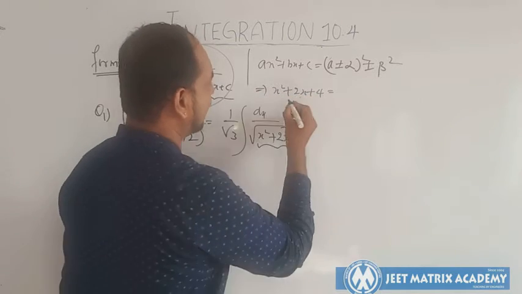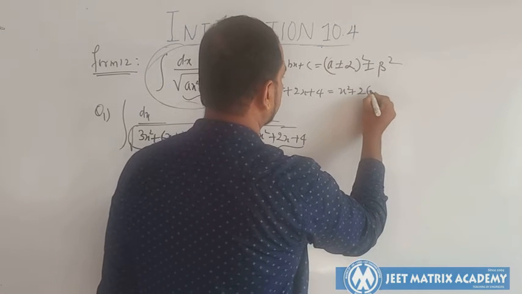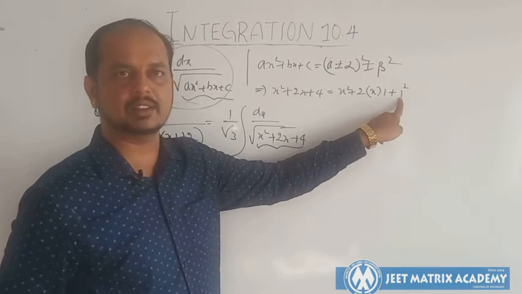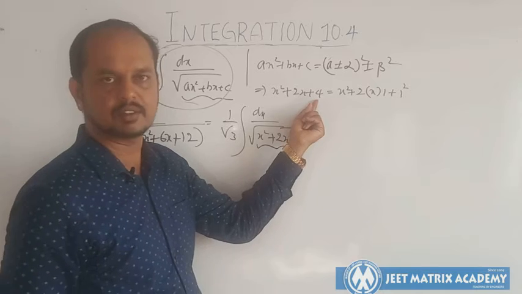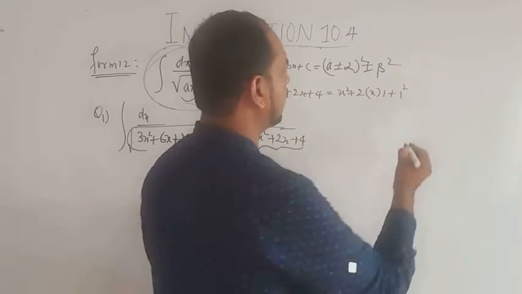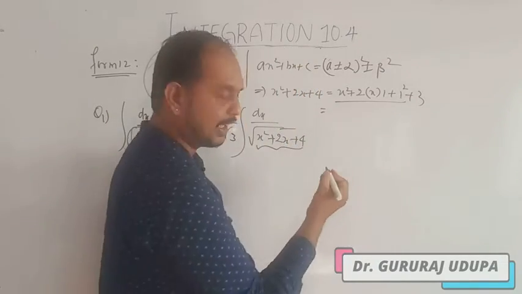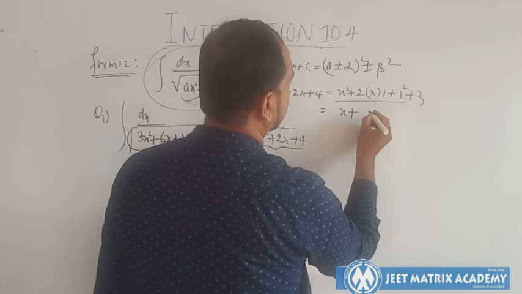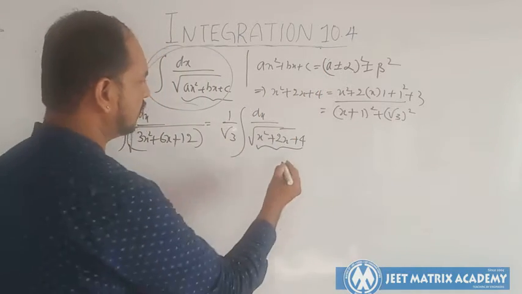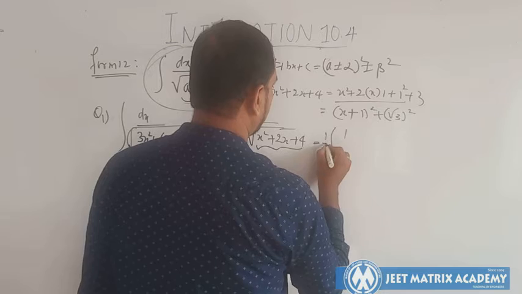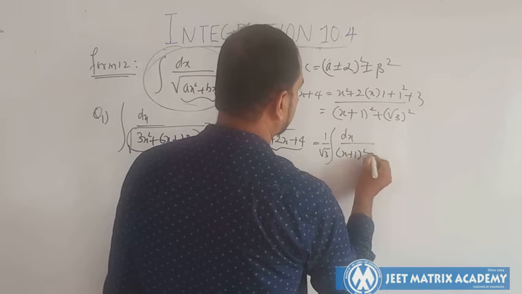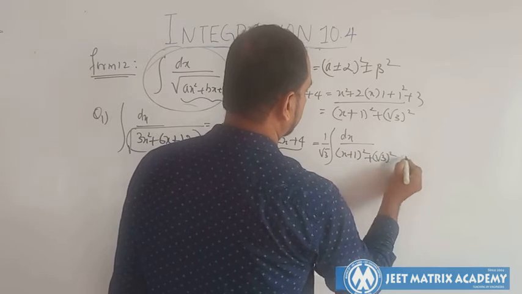I can write as x square plus 2 into x into 1 plus 1 square. My b is 1, I'm adding 1 square. So how much more is required to fulfill 4? Here the requirement is 4, 1 is there, plus 3. So my first part I can write as x plus 1 whole square plus root 3 whole square. Am I right? Now this becomes integration of 1 by root 3 outside, dx divided by x plus 1 whole square plus root 3 whole square.